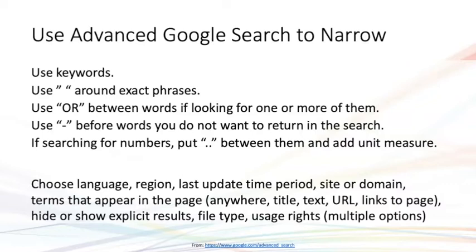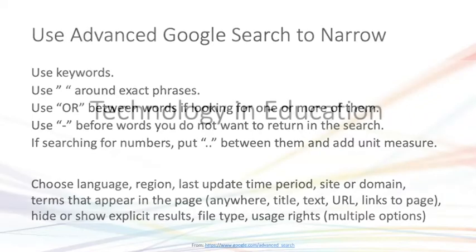Is there a particular domain like jmu.edu, all pages in that domain? You can look for terms that appear in the page. It could be anywhere in the page, just in the title, in the text, in the link, or linking to the page. So you really have a lot of control over where to find those keywords that you're looking for. You can hide explicit results if you want to do that. You can find out the usage rights. There are multiple different options for looking up the usage rights in an advanced Google search.